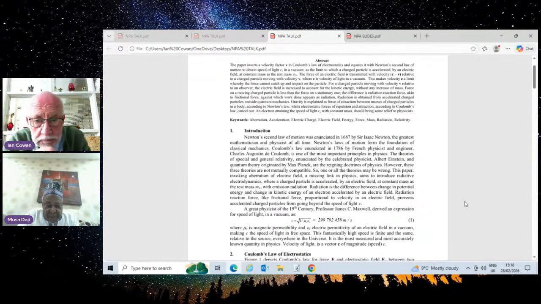Radiation reaction force, like a frictional force proportional to velocity in an electric field, prevents accelerated charged particles from going beyond the speed of light. So really, we should not say that particles cannot reach the speed of light, only that they cannot go beyond the speed of light. Electrons are easily accelerated and have been accelerated to the speed of light. Coulomb's law.